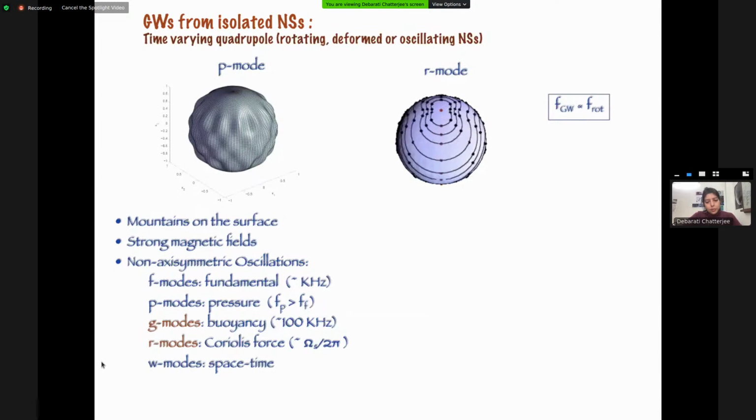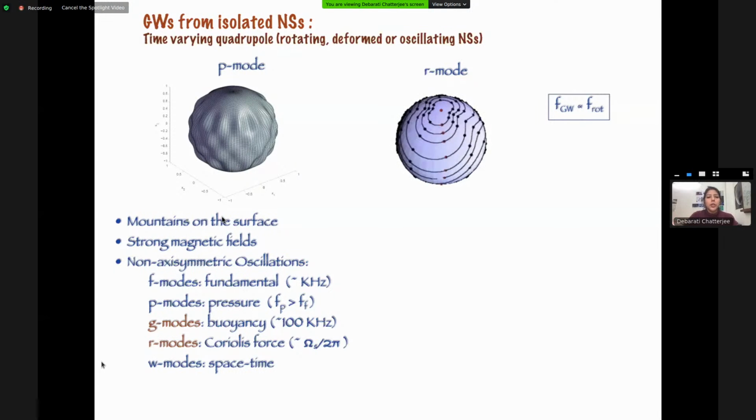Like I mentioned, like earthquakes, there can be star quakes, and these can also produce gravitational waves. So there are different sources. There are something called mountains on the surface. Mountain means a bump, a kind of deformation on the surface. This can produce gravitational waves.